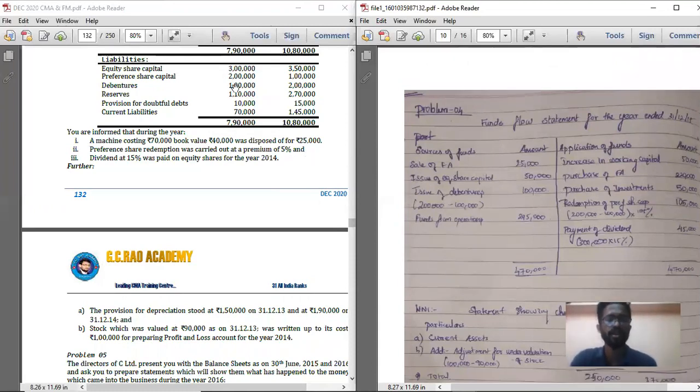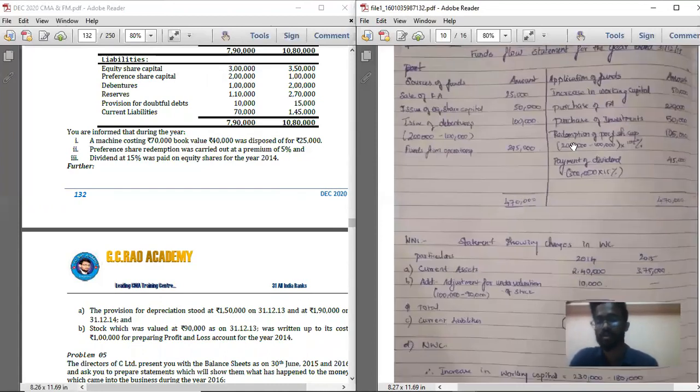So how much are you redeeming? 2 lakh minus 1 lakh. 1 lakh rupees you are redeeming, into 105%. 1 lakh into 105%, 1 lakh 5,000 rupees. So redemption of debentures, 1 lakh 5,000 rupees, in the application of funds. Simple. Second point, they are redeeming at 5% extra. So 1 lakh into 105%, 1 lakh 5,000.